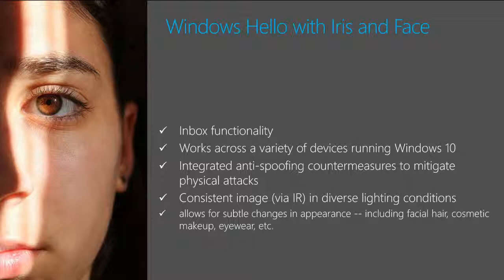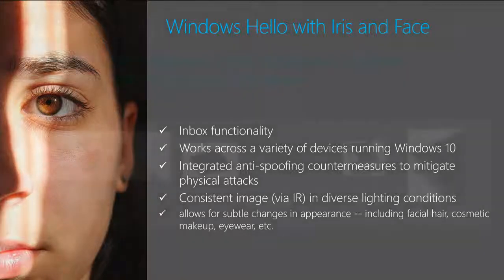Okay, so from Windows Hello, to sum it up, it's an inbox capability. So again, we're paying enough attention to that. It works across multiple devices, Windows 10 devices, on mobile, by the way, and on desktop, the same code. We integrated anti-spoofing capability into our face and iris, and because it's IR, it's actually helping us with different lighting conditions. And if your appearance, your face, is changing, it's also helping us quite a bit.